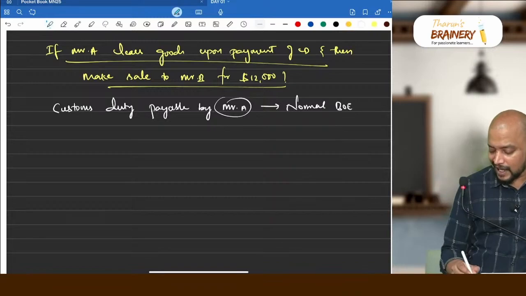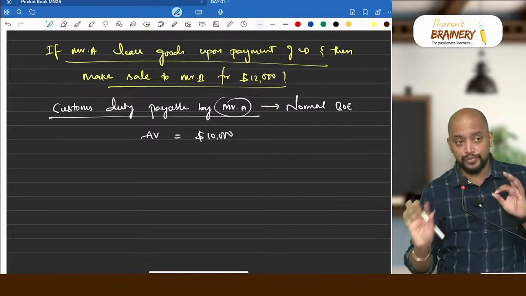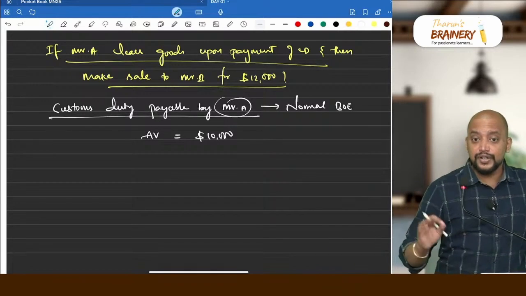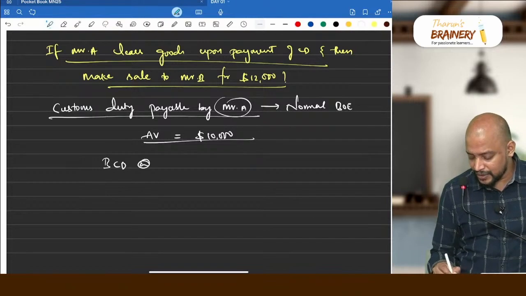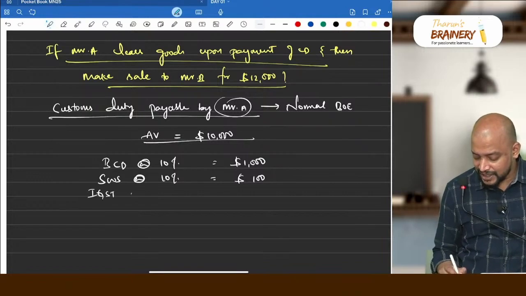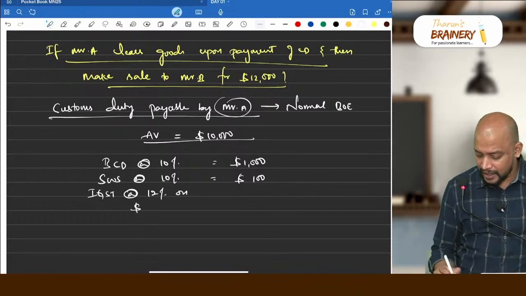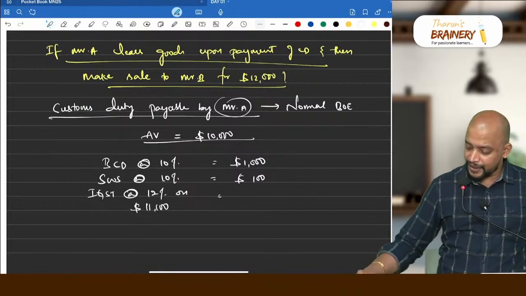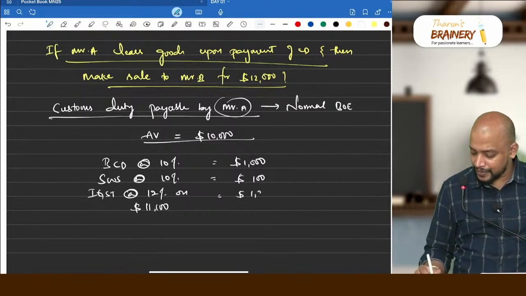And what is the assessable value in this case? Same, $10,000. Whatever is the price at which it is imported, that will be taken, not $12,000, because A is only paying the customs duty. And what is the basic customs duty? Basic customs duty at the rate of 10% will be 1,000, and social welfare surcharge at the rate of 10% will be 100. And next we have IGST. IGST will be computed at the rate of 12% on 11,100. So 11,100 into 12%, that's 1,332.